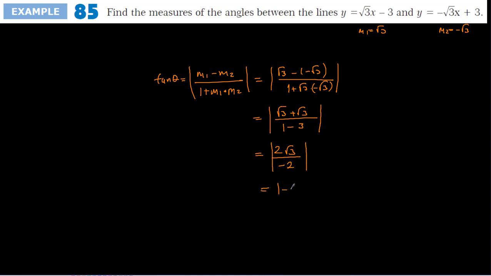This is equal to the absolute value of minus root 3 when you simplify. Then it's going to be equal to root 3. So tangent theta should be equal to root 3, which means that theta is equal to 60 degrees, because we know that for tangent 60, the value is root 3. And here there are two angles, as I mentioned before. The first one is 60, the other one is 120.